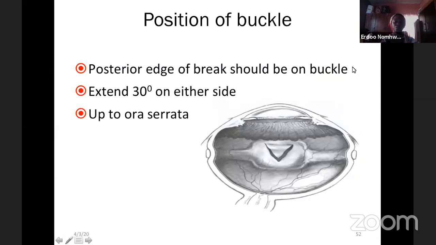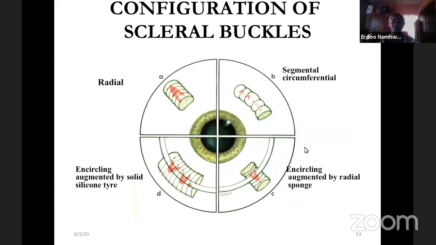So again, when you're choosing where to place your buckle, it's good to place your buckle in such a way that the posterior edge of the break is on the buckle. This is the posterior edge here. We can actually see the buckle is over it. Then ideally it should extend 30 degrees on either side. Some books say 2 millimeters on either side, and you should extend up to the ora serrata when you're applying it. Then this is just the pictorial diagram showing the configuration of the scleral buckles.